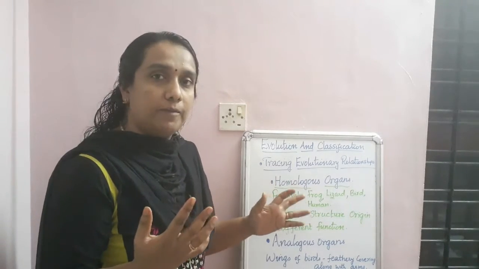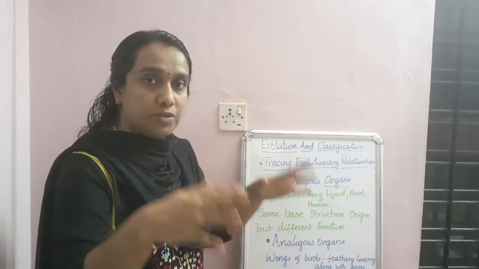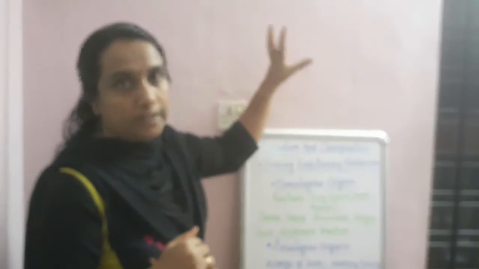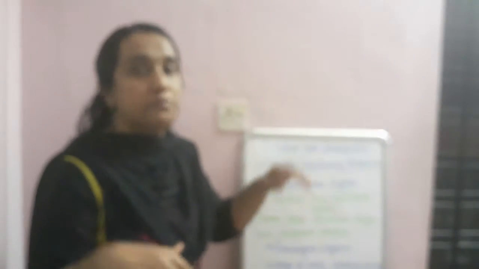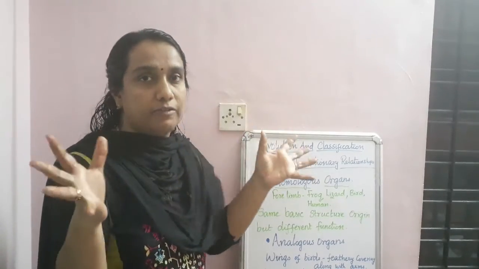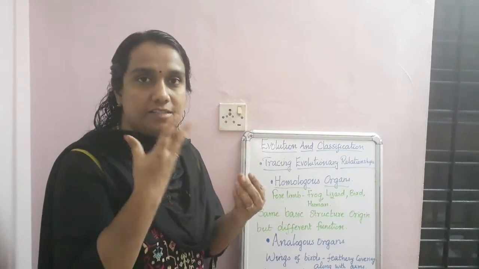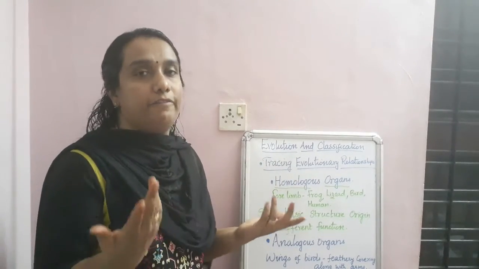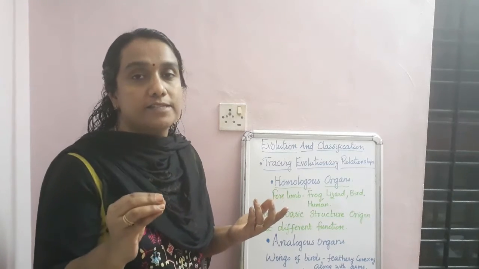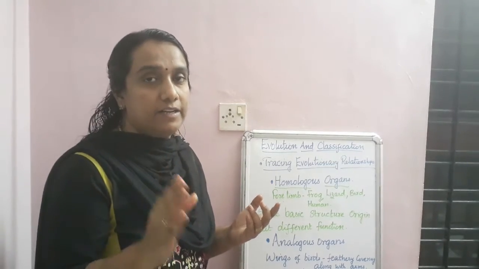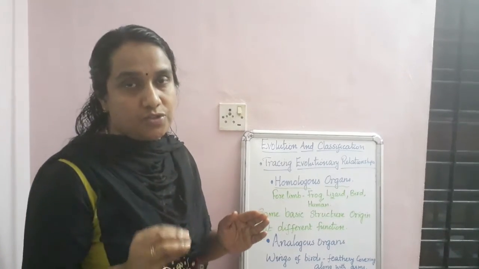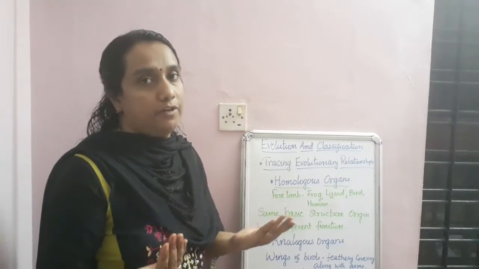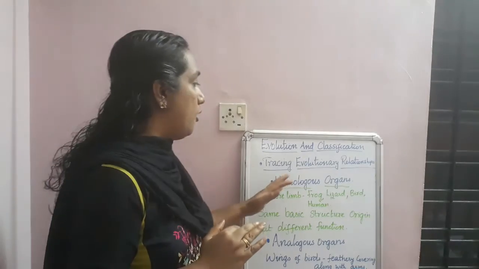The frog uses the forelimb for jumping from one place to another, the lizard to crawl on the wall, and birds for flying. In the case of human beings, we use our hands for different things, eating, washing, so many things. So same basic structure but different function. That type of organs are known as homologous organs. Once again, same basic structural origin but different function.